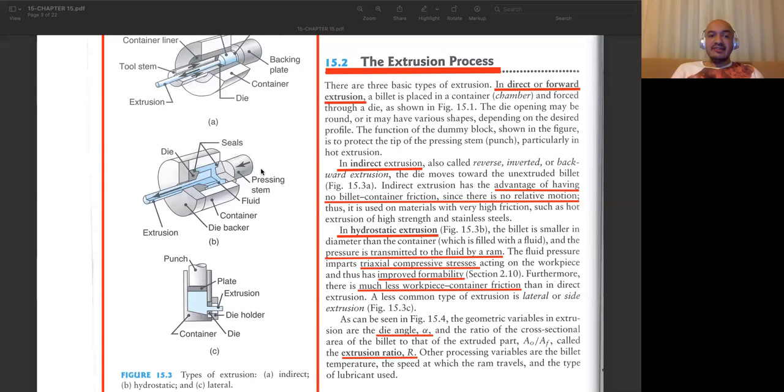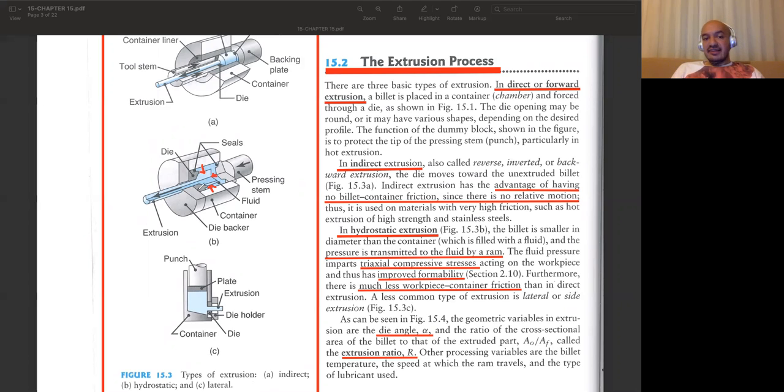But this time, we are applying this force from the backside with the help of a fluid. So what we do, we apply this pressure and it's transmitted through fluids to the material, and we have triaxial compressive stresses on this material. This is our workpiece, as you see, and we have compressive stresses from all the surfaces, and with the help of them, extrusion actually takes place.